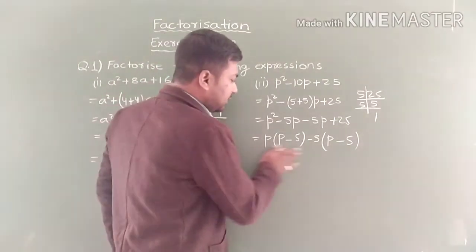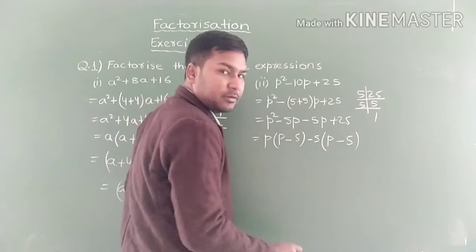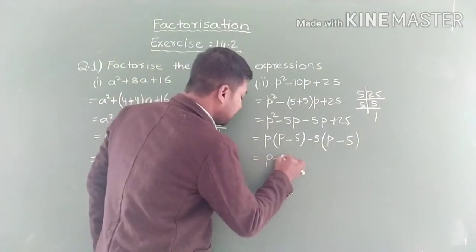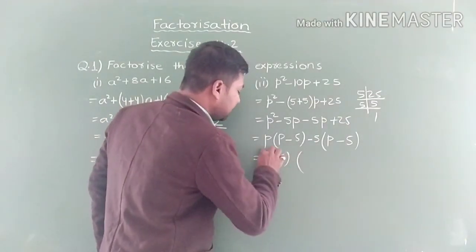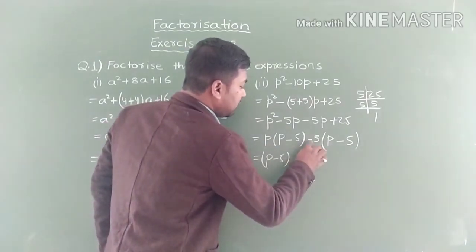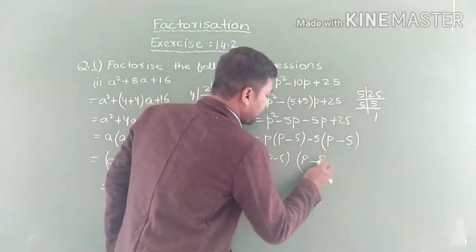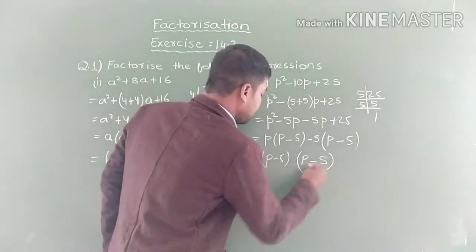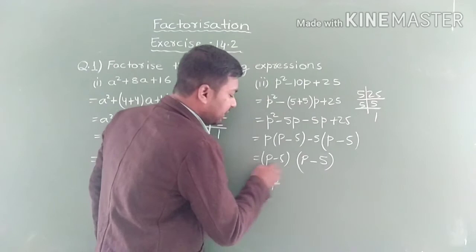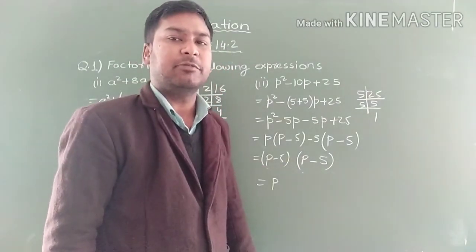Now this is the first term, this is the second term. What is common? P minus 5 is common. What is left in the first term? P is left, minus, what is left in the second term? P minus 5 is common, so 5 is left. So it will be p minus 5 and p minus 5. Multiplication, so it will be p minus 5 whole square.